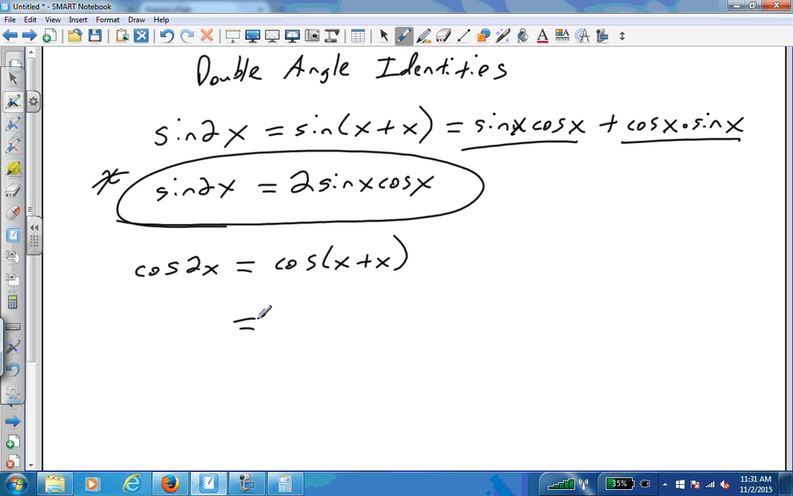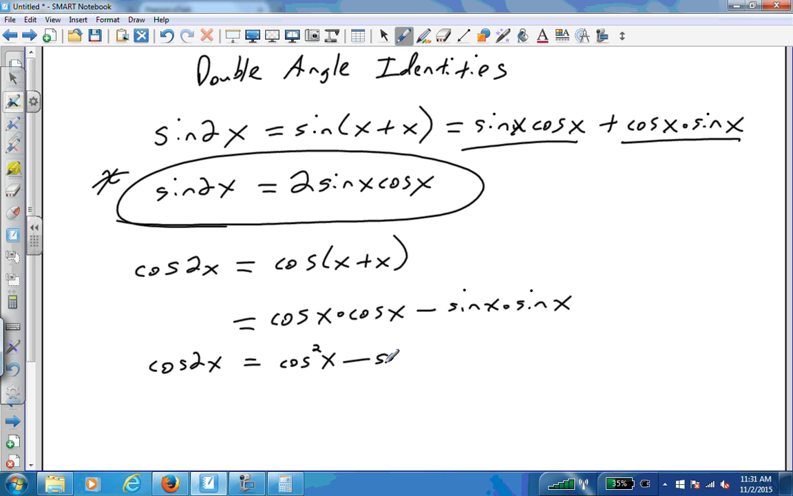So if we apply our sum and difference identity, that's cosine of the first angle times cosine of the second angle. If this is a plus, we put a minus here and take sine of both angles. So cosine of twice an angle, cosine times cosine is cosine squared. Sine times sine is sine squared.